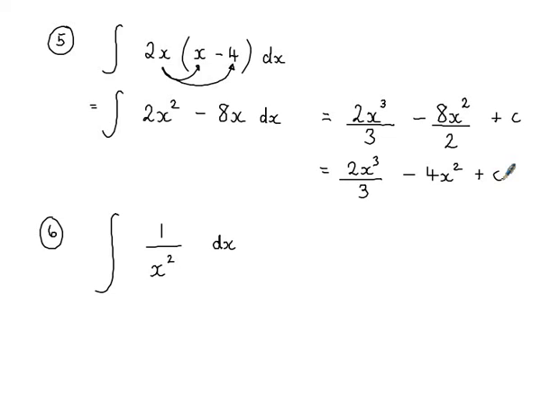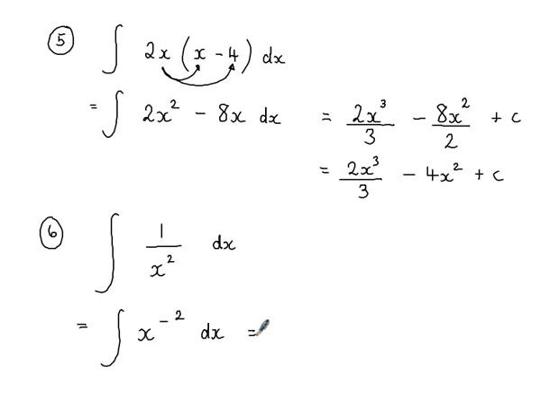So we need to think back to our indices rules that I showed you in the differentiation topic. So 1 over x squared, when we have a fraction like this, remember it means the power is a negative. So this can actually be written as x to the minus 2. Remember that minus indice means 1 over, and then the 2 is still there because that's the power, so x to the minus 2 dx. Now we can integrate it because it is a power, not a fraction.